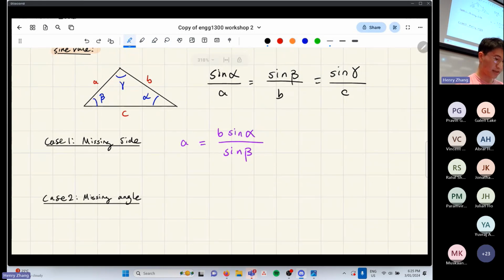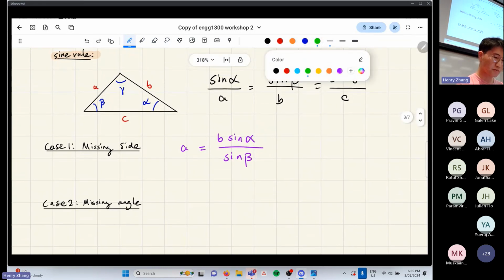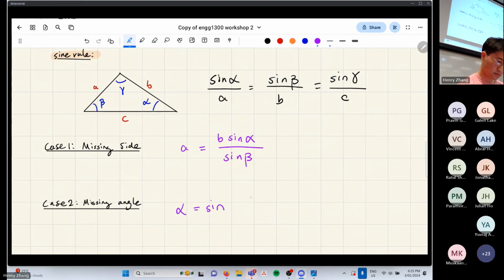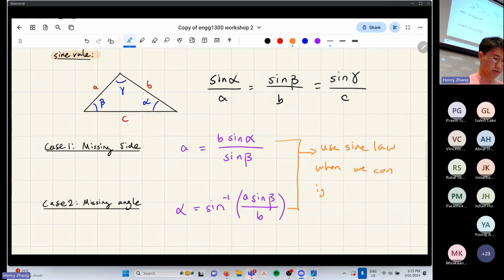Okay. And the second one is for a missing angle. And the formula looks like that. So it's pretty similar. But in general, use the sine law when we can ignore C and gamma, is what I was saying earlier.